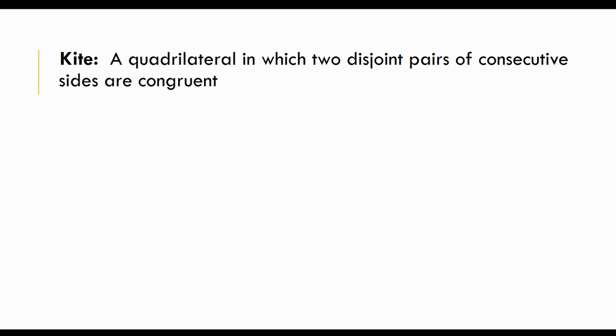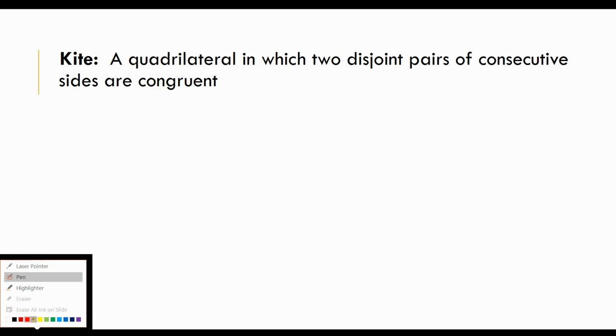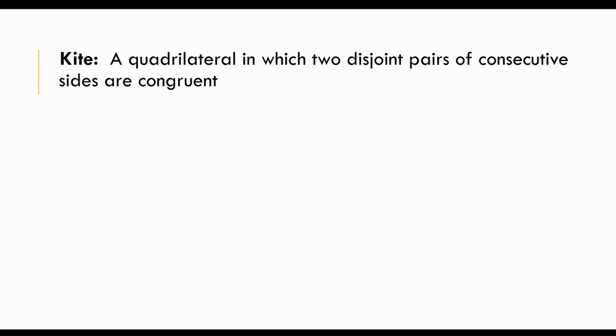So a kite is a quadrilateral in which two disjoint pairs of consecutive sides are congruent. Notice this is the first quadrilateral since we talked about parallelograms where I don't use the word parallelogram in its definition. That's because a kite is not a parallelogram. So those 5 properties of a parallelogram are not going to happen here with a kite.